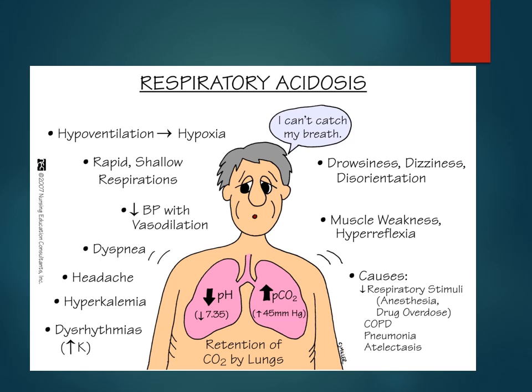Here's our guy that's in respiratory acidosis, okay? So here are the signs and symptoms. You have your shallow respirations, difficulty breathing, and then over on the end here, we have causes: drug overdose, anesthesia, COPD, pneumonia, atelectasis. So he also has a cute little pair of lungs there that shows that his pH is decreased, less than 7.35, and his CO2 is greater than 45. And this guy has the nerve to say, I can't breathe.